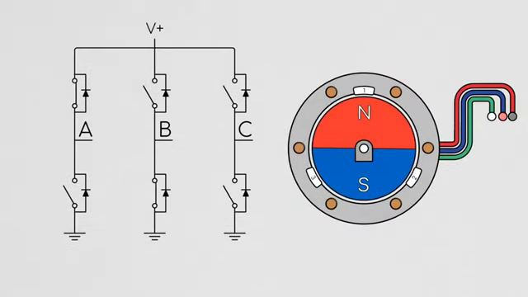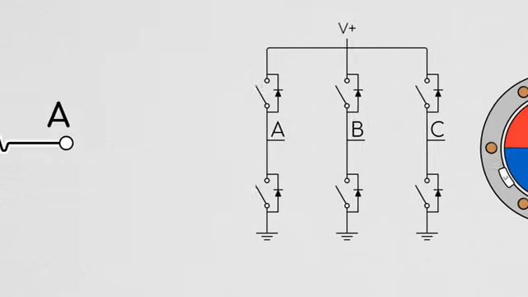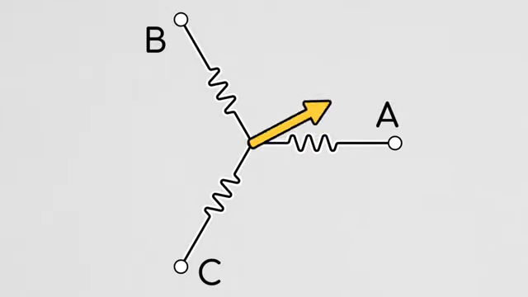So last episode, we talked about how you can use a modified H-bridge to control a brushless motor's commutation. This time, we're going to talk about how you can use it to modulate the current you send through your motor. So, let's get into it.